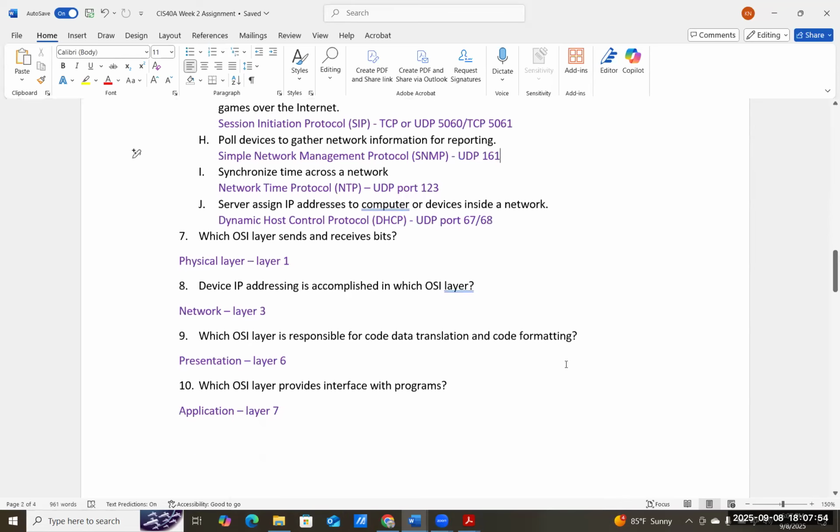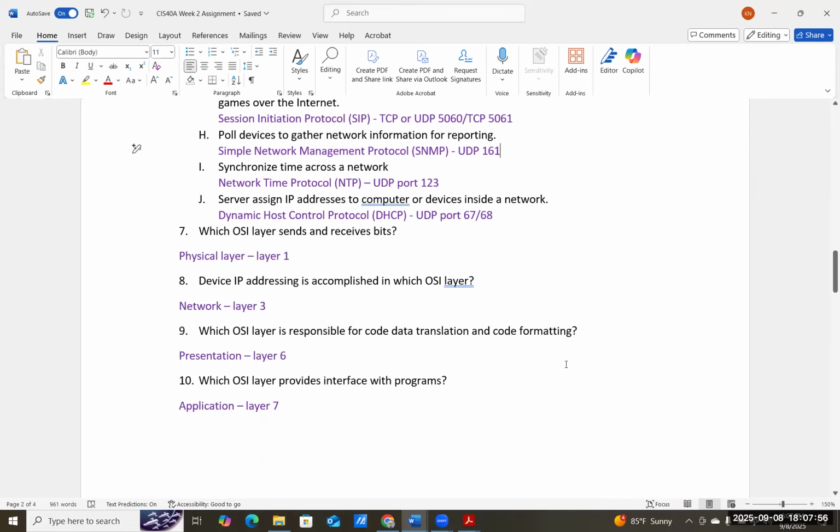So the next answer, right? Device IP addressing is accomplished in which OSI layer, and that is the network layer. So when you're dealing with IP addressing, that's layer 3. Routing happens in layer 3 as well. Okay, before we answer 9 and 10, let's look at the other layers.